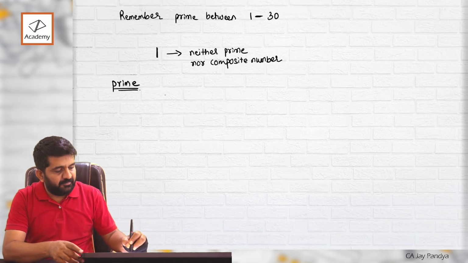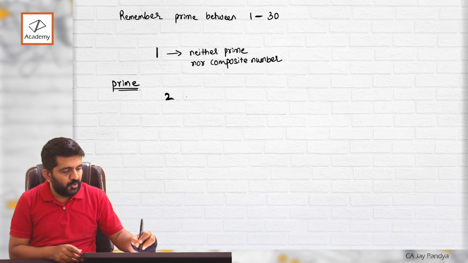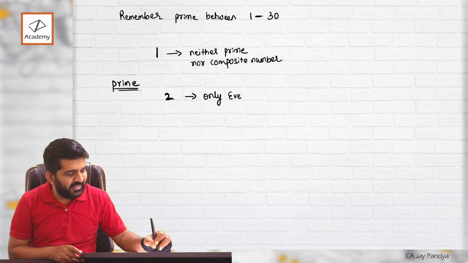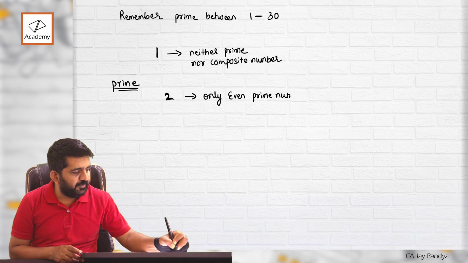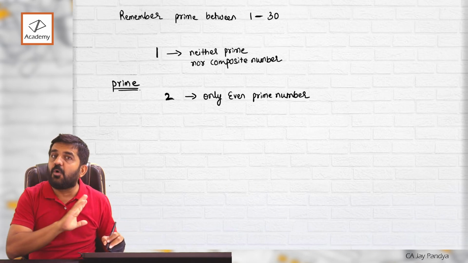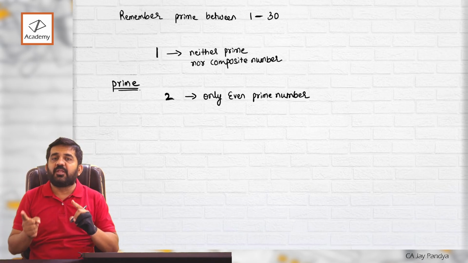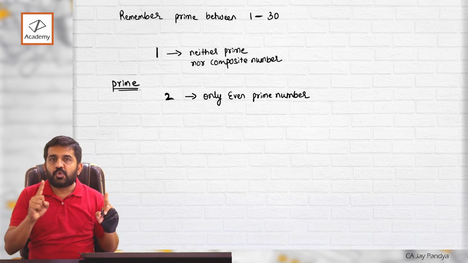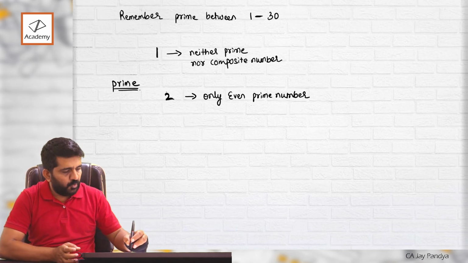2 is a prime number, yes. Yesterday I told you 2 is the only even prime number. All other even numbers will be composite numbers because they will be divisible by 2, right? All even numbers will always be in the table of 2. So the only even number which is a prime is 2.